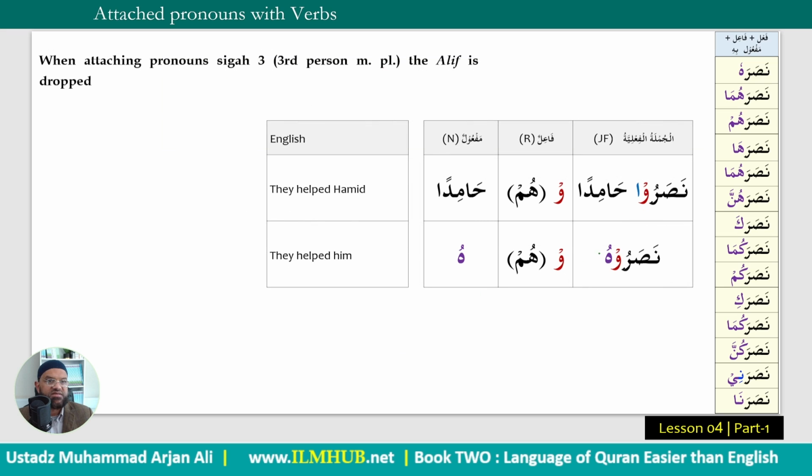Next, we have the sigha, which if you'll recall is sigha number 3, where we have this extra alif. This extra alif is for protection, it is not the pronoun. So we have nasaru, they helped, hamidan, that is your nasab, that is your object. But I want to say they helped him. So here, when I attach the pronoun hu to the end of the verb, what happens? The alif is now removed. It is no longer required. So this is nasaruhu. They helped him. Please note this alif will disappear when the attached pronoun is attached to it.